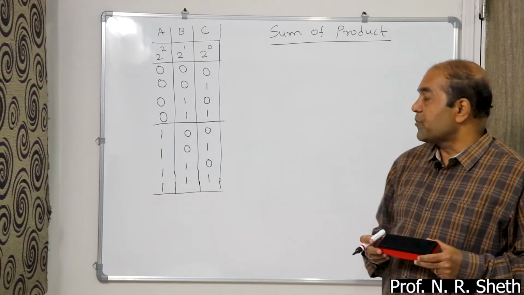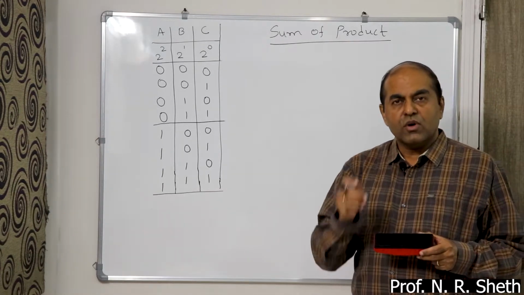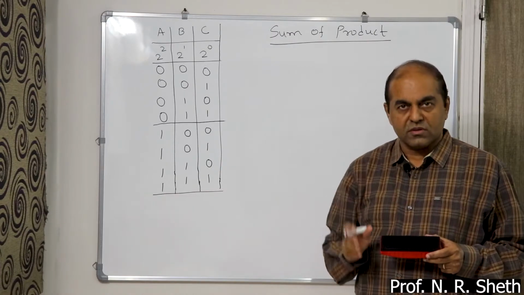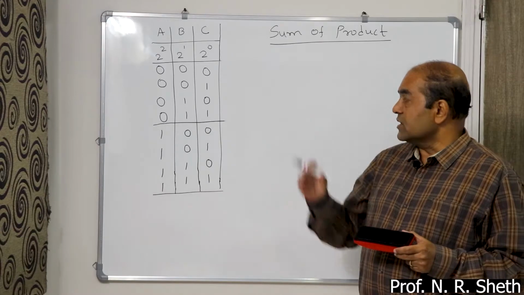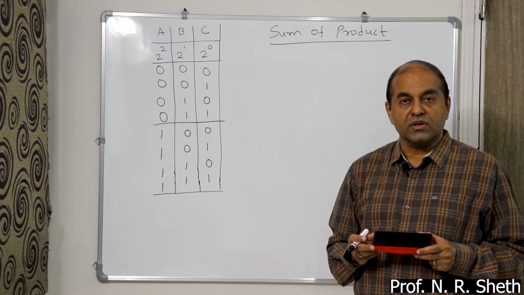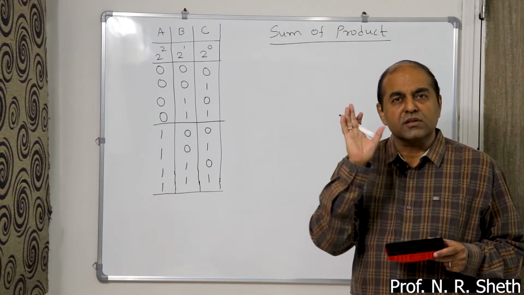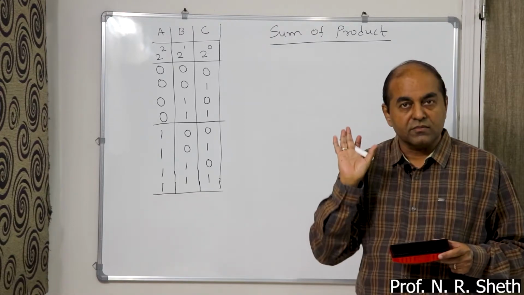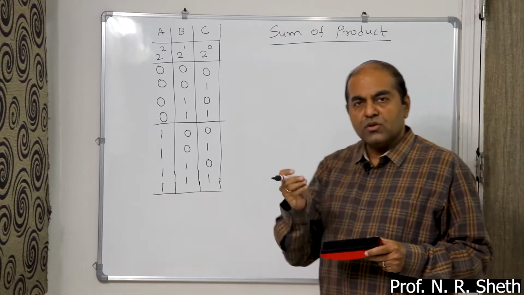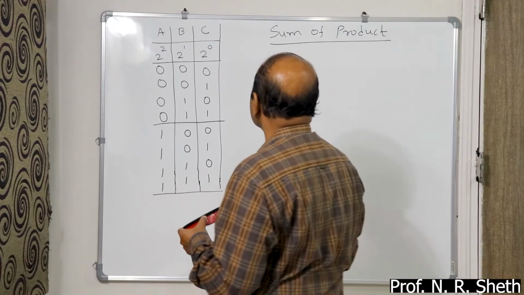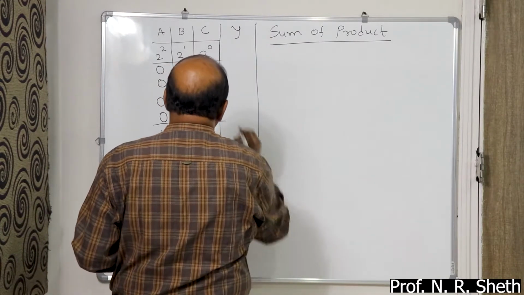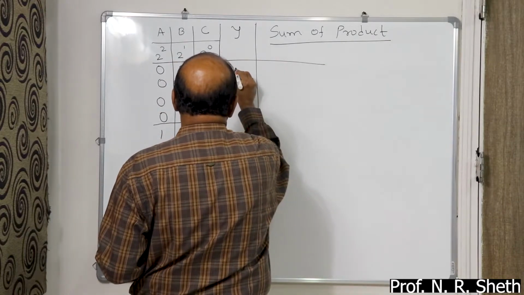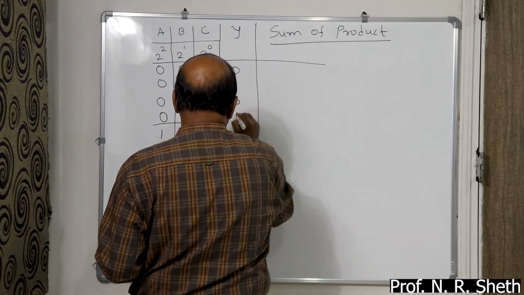Now in the sum of product method, you have to remember certain rules. Rule number 1: first you have to focus only on those cases whose outputs are high. For example, you are given a Boolean equation in which the output is high only for this case.